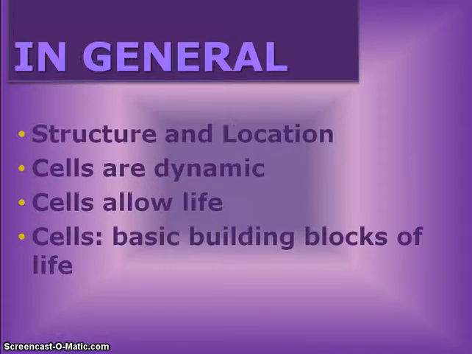The cells have varying structures and locations, and depending upon location, the structure will be different, which means the job that each cell does will be slightly different. Cells are very, very dynamic, meaning that depending on location, they do a different job and have a slightly different structure. Cells allow life because they create the oxygen and carbon dioxide that we need to survive and that the plant needs to survive. They create the food that all organisms need to eat in order to survive.